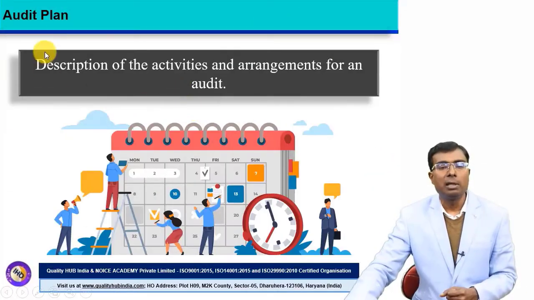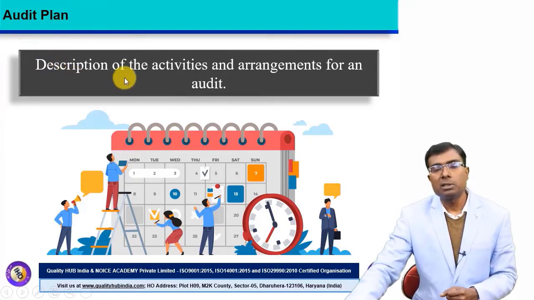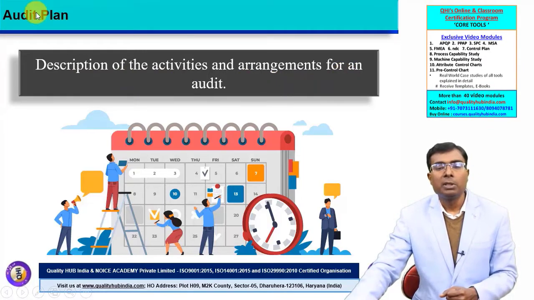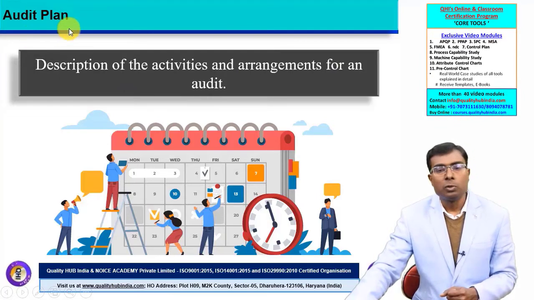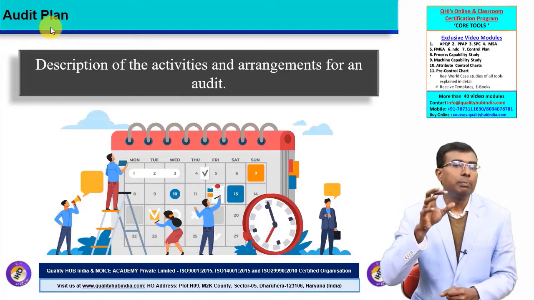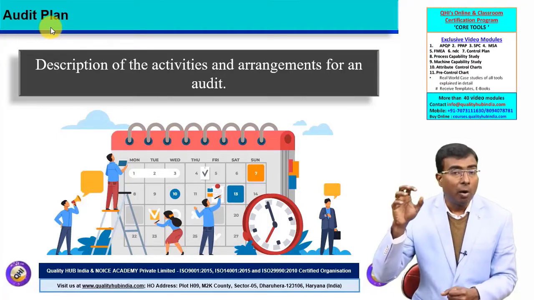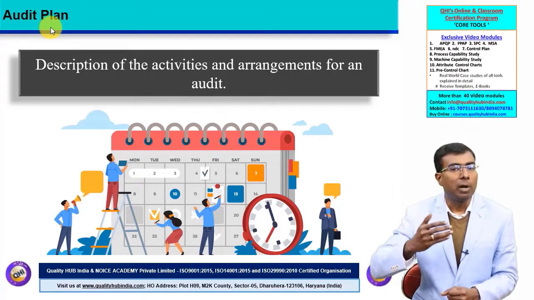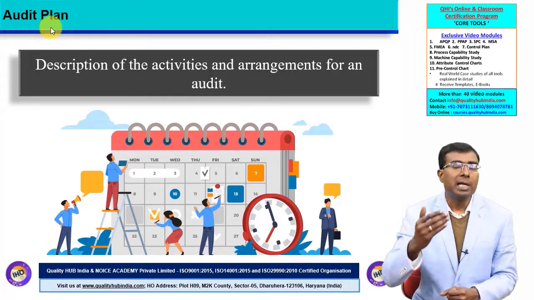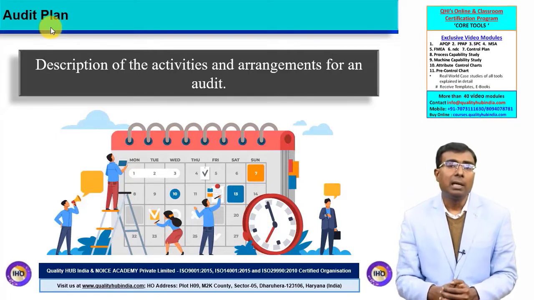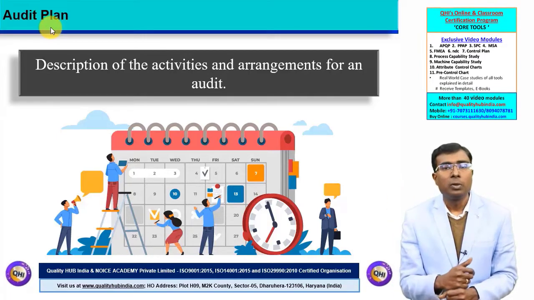The next term we are going to learn is audit plan, and the definition of the plan is a description of the activities and arrangements for an audit. Generally, during an audit we make a plan. The plan would comprise the people who are going to audit. For example, there would be a pool of auditors, and there would be auditees also. So Ram is going to audit the maintenance department, Sam is going to audit the quality assurance department, Geeta is going to audit the HR department. In that way the plan would be devised, and then the date of the audit would be there in the plan.